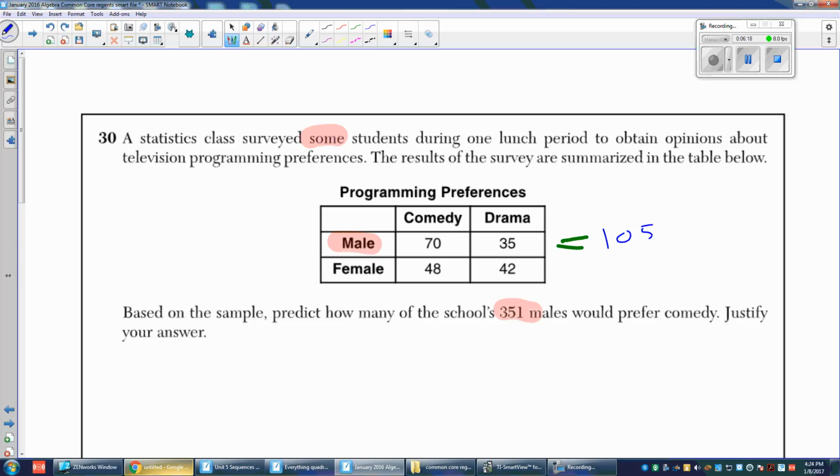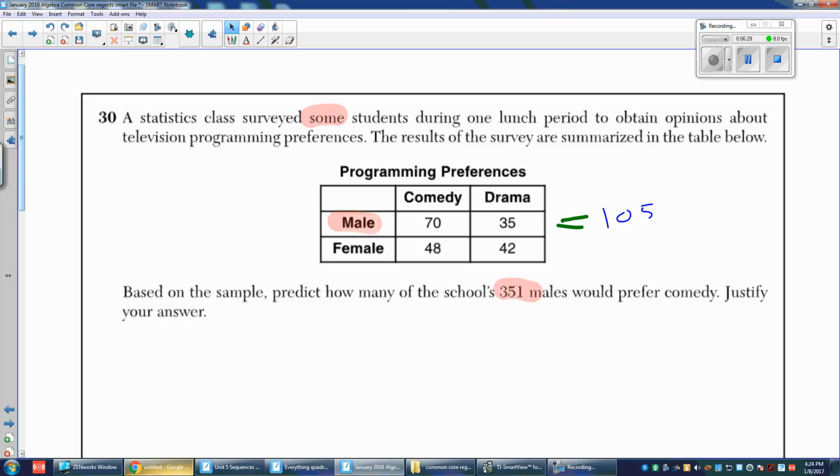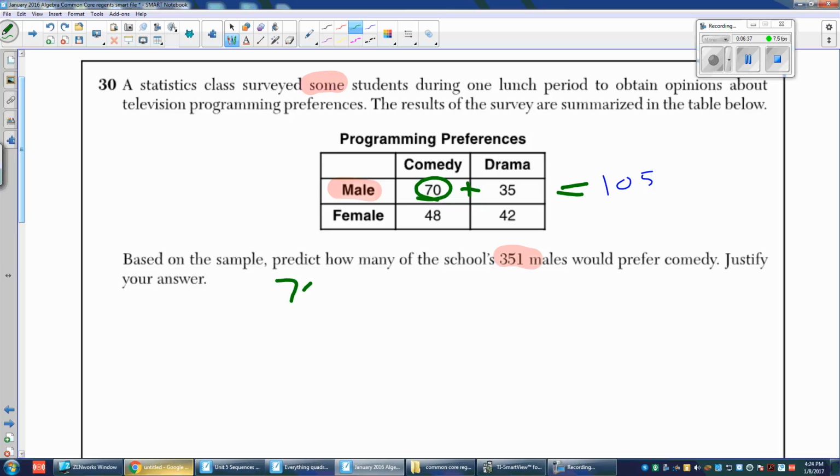Okay, so I wonder what happens. Out of the 351 males, how many would prefer comedy? Well, let me see. There are 70. Do you see that? There are 105 total. I added them up, but we have 70 that are males. So it's 70 out of 105. This is the part over the whole. So we took part of it over all of it. Now, what's the total amount of males?